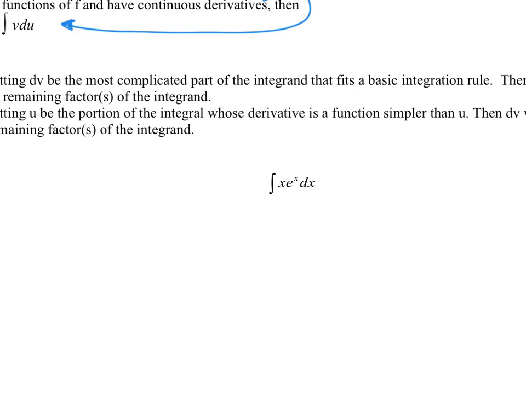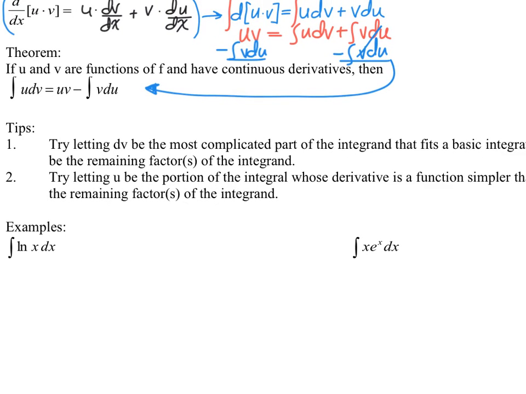U is the portion of the integral whose derivative is a function simpler than u. But I'll even take a step back there and say, why don't we define u as a part of the integral that I can actually differentiate? If I can't find its derivative, then I'm going to be stuck immediately. So we want whatever our dv is to be anti-differentiable. And I don't mean in the textbook definition, I mean in your own mind. Can I find the antiderivative?